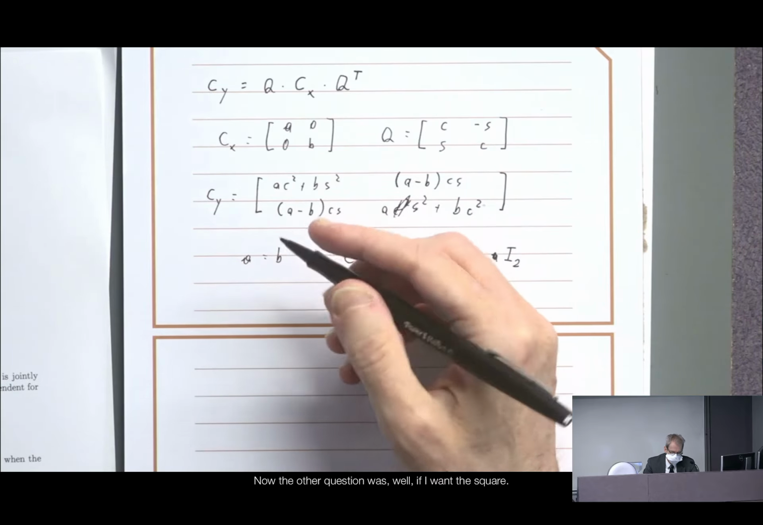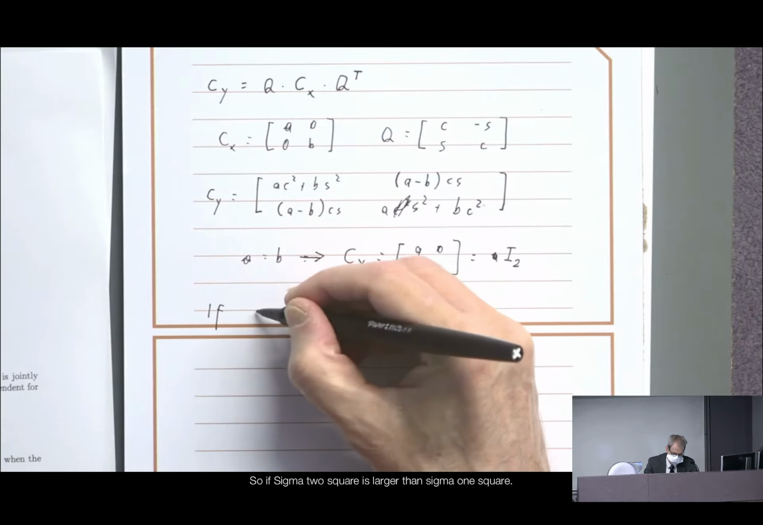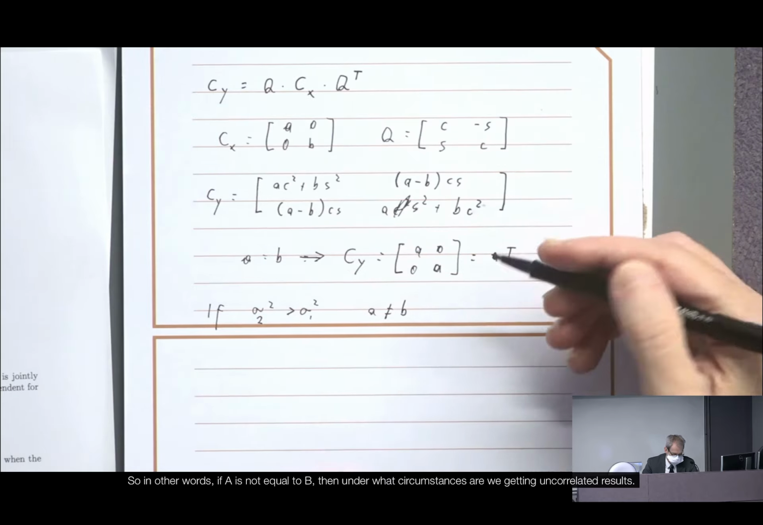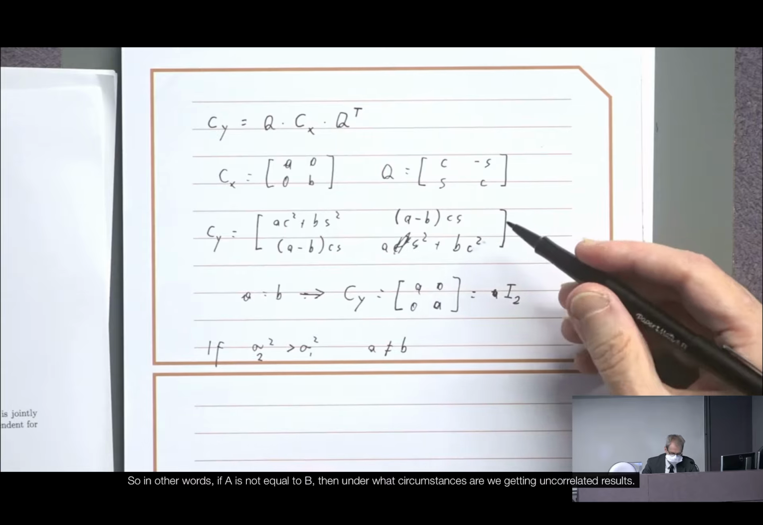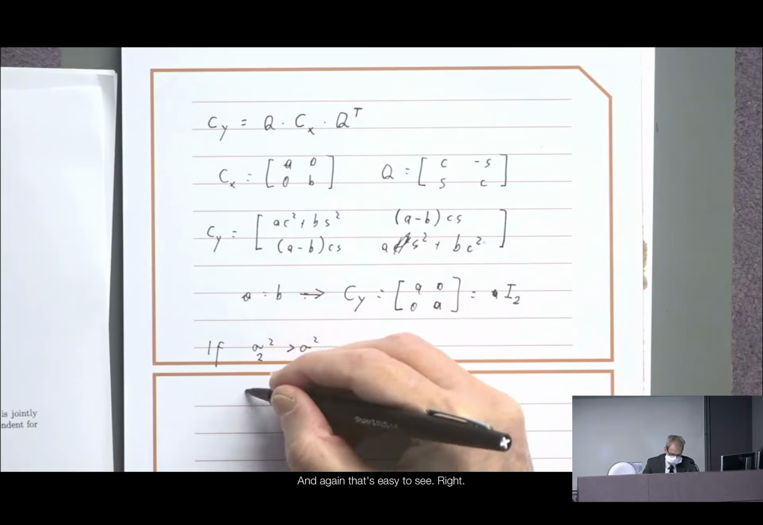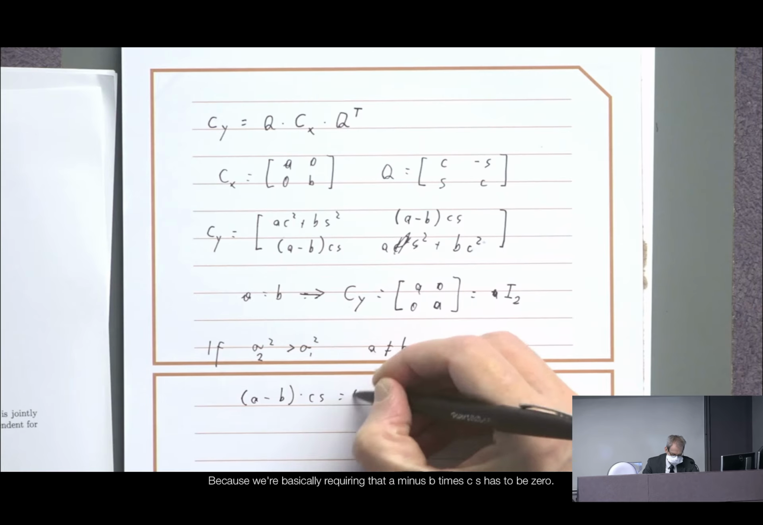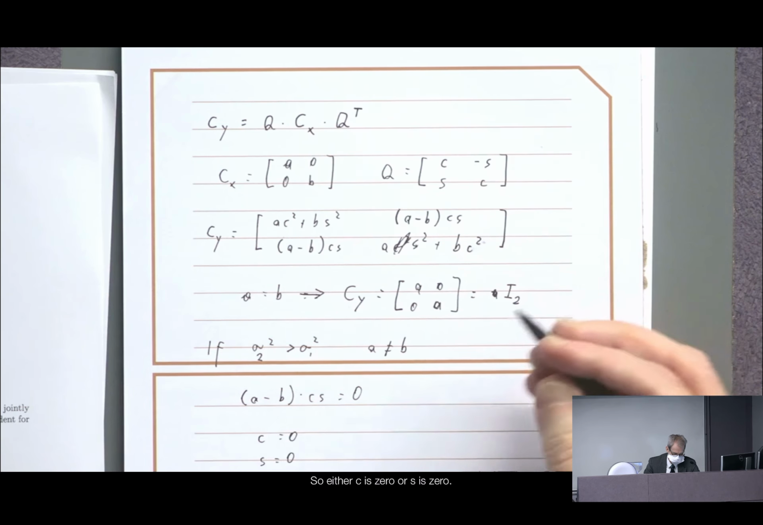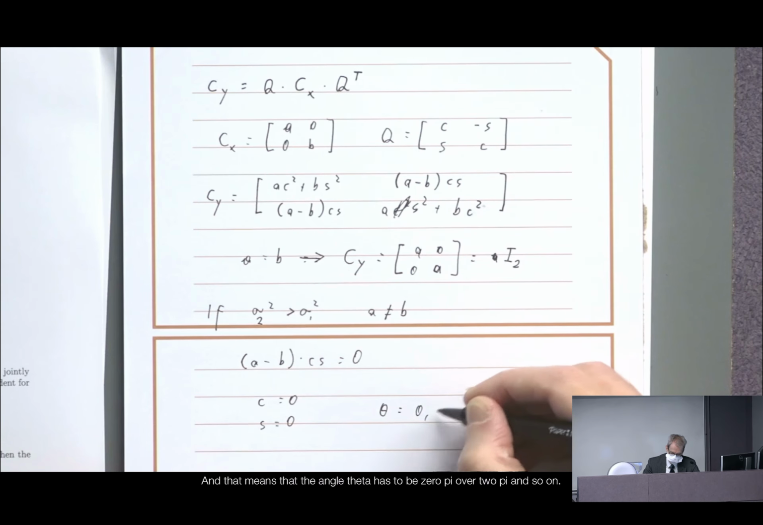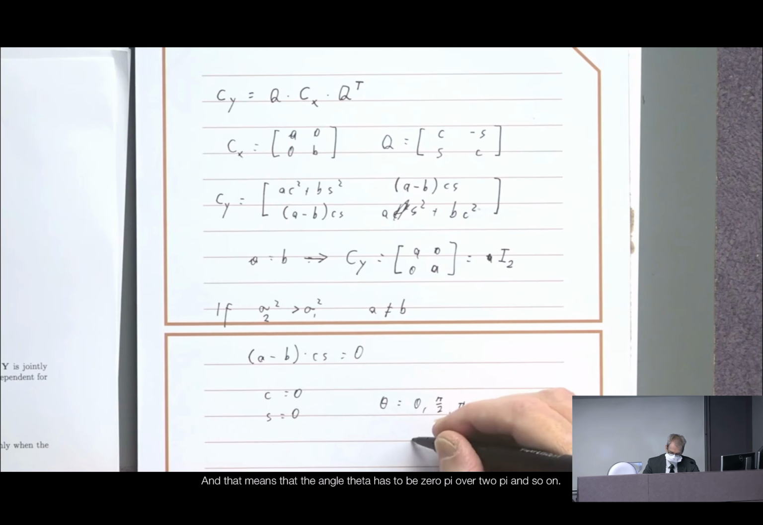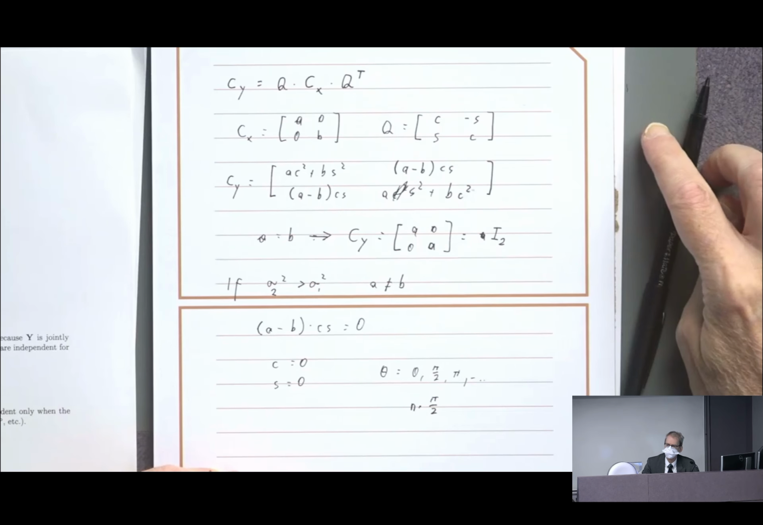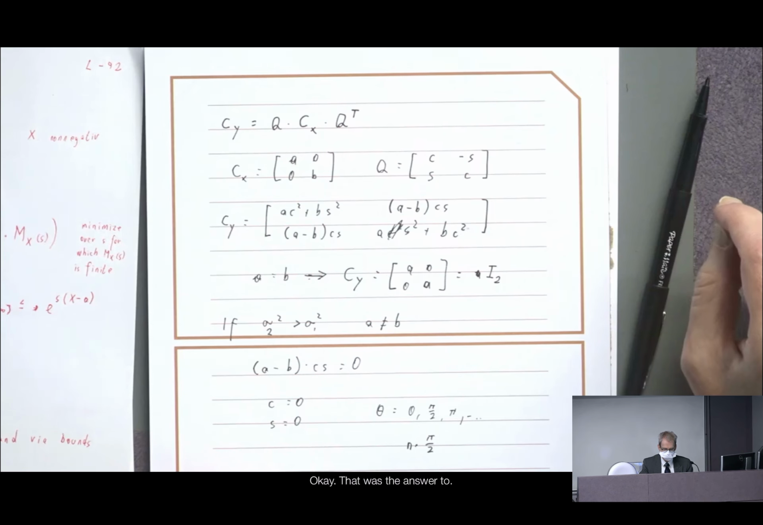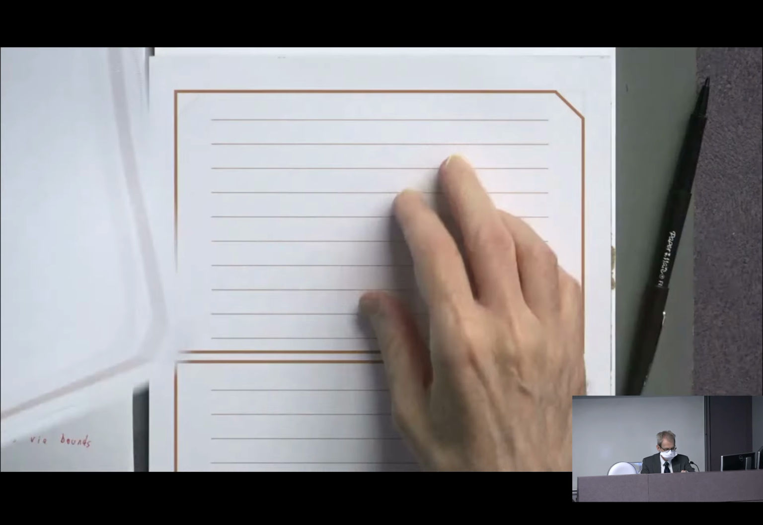Now, the other question was, if sigma 2 square is larger than sigma 1 square, in other words, if A is not equal to B, then under what circumstances are we getting uncorrelated results? Again, that's easy to see, because we're requiring that A minus B times CS has to be 0. Now we know A minus B is not equal to 0, so either C is 0 or S is 0, and that means that the angle theta has to be 0, pi over 2, pi, and so on. So basically some n times pi over 2. Okay, that was the answer to this question.